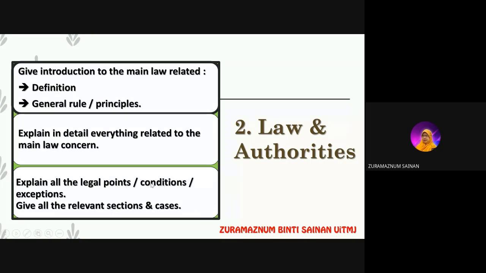Lepas tu apa conditions dia, ada 9, ada ke exception pula ke. And then give all the relevant sections and cases. Inilah yang dimaksudkan sebagai law and authorities. Okay, tadi isu cari dia apa law yang berkaitan. Yang ini pula, you bagi tahu pula what are the law and authorities relating to that issue tadi.